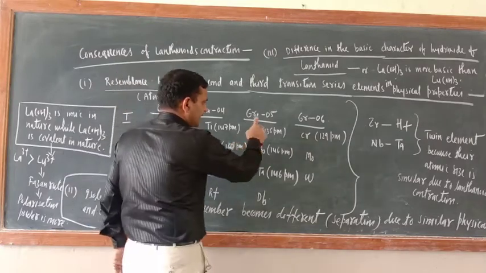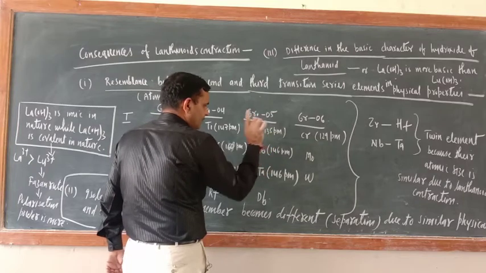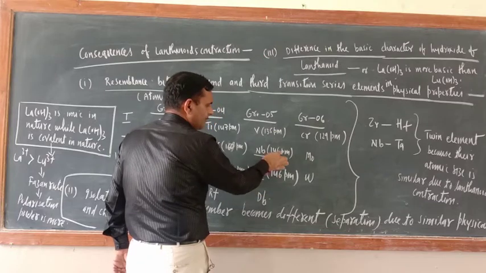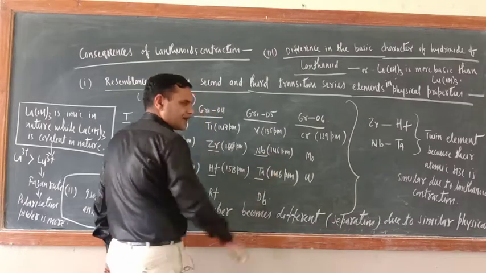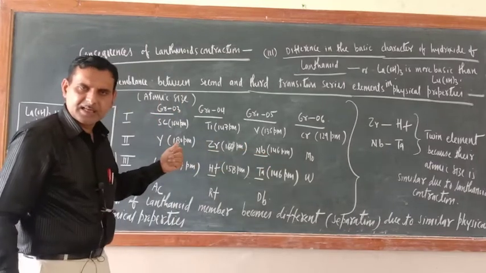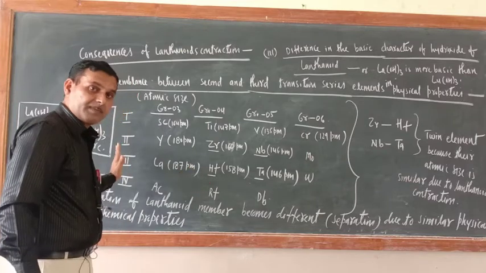Now just see here, group number 5, vanadium. So vanadium should not be discussed. Niobium and tantalum, you just see, 156 picometer. Atomic size is similar. So why is their atomic size similar in second and third transition series elements, except first members?